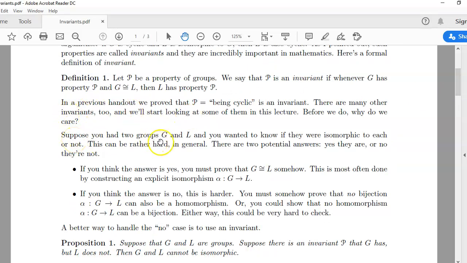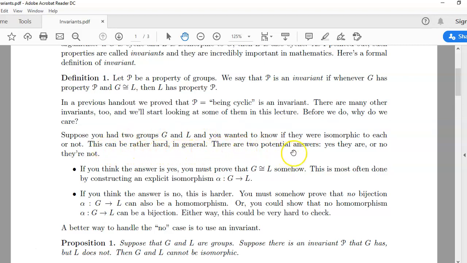Here's a standard problem in group theory. Here's a standard issue problem when you have questions of classifying certain kinds of groups. Suppose you had two groups, G and L, and you want to know if they're isomorphic or not. This is a standard question you would ask in any classification problem, right? Given G and L, are they different or are they the same? Are they isomorphic or not? And this can be hard to parse out in general.